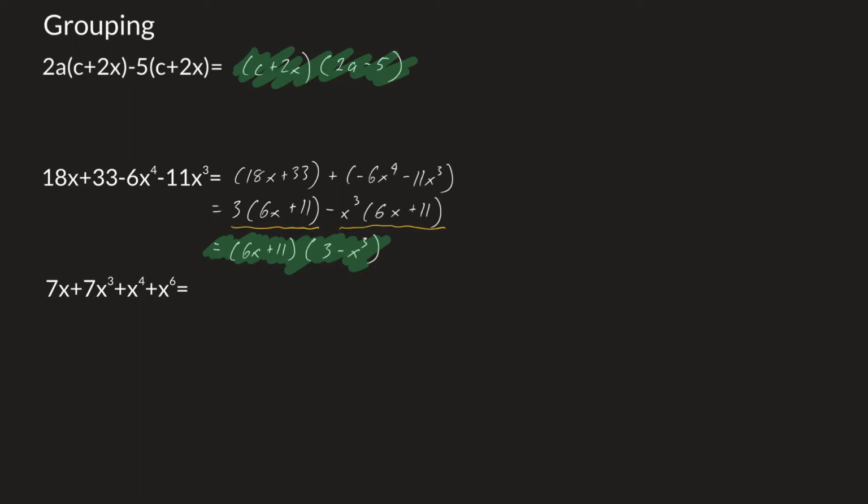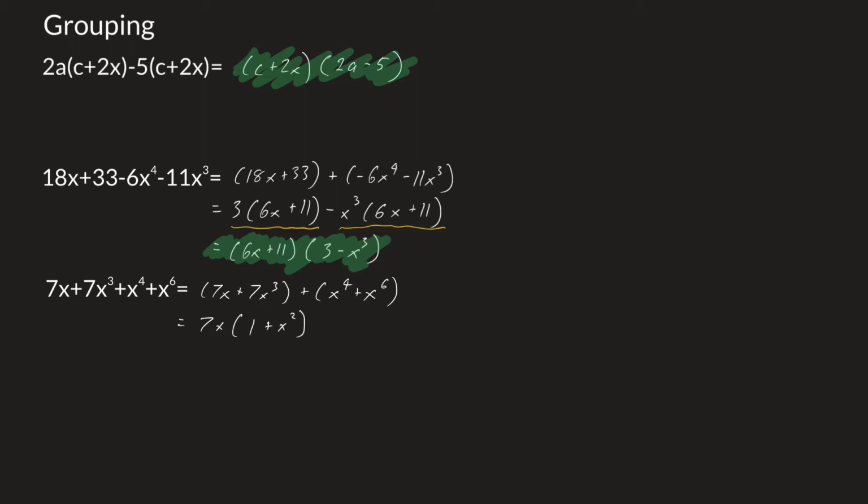So again, I'm going to group these together. 7x plus 7x cubed plus x fourth plus x to the 6. Now I'm going to take a look at the first set of parentheses. I could afford to yank out a 7, and I could afford to yank out an x. So what I'm left with now is a 1 here plus x squared.